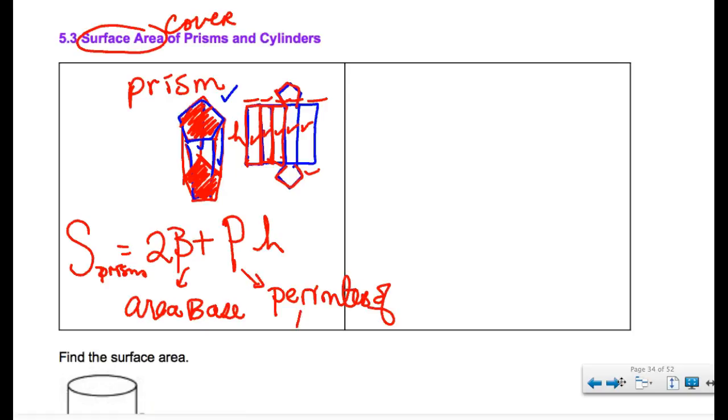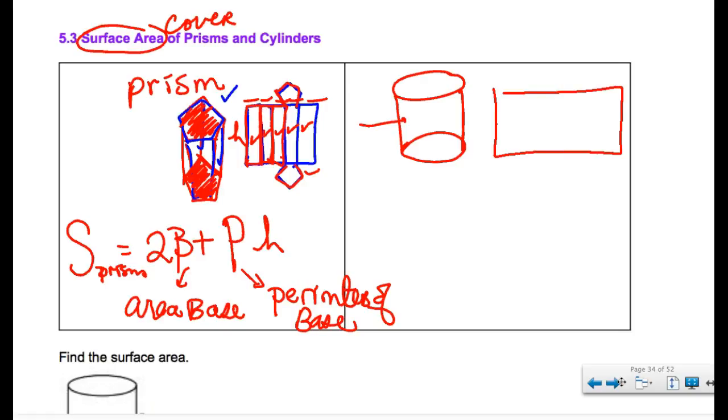And h is the distance between the bases. For the cylinder, now we have circular bases. So again, picture me laying this flat. It's kind of like picture a Campbell's soup can. I'm going to strip off the label on my soup can, and it's going to be a rectangle. But I also have the top of the can and the bottom of the can.